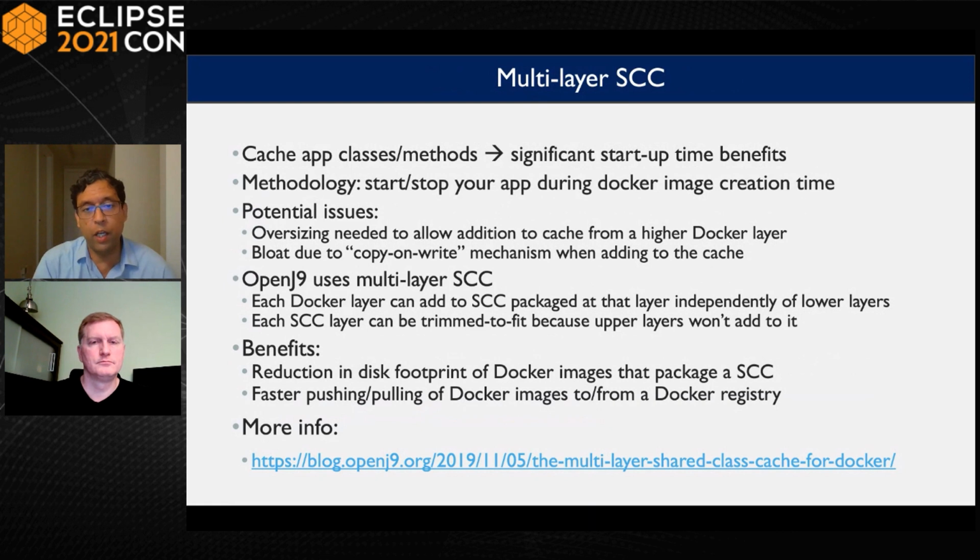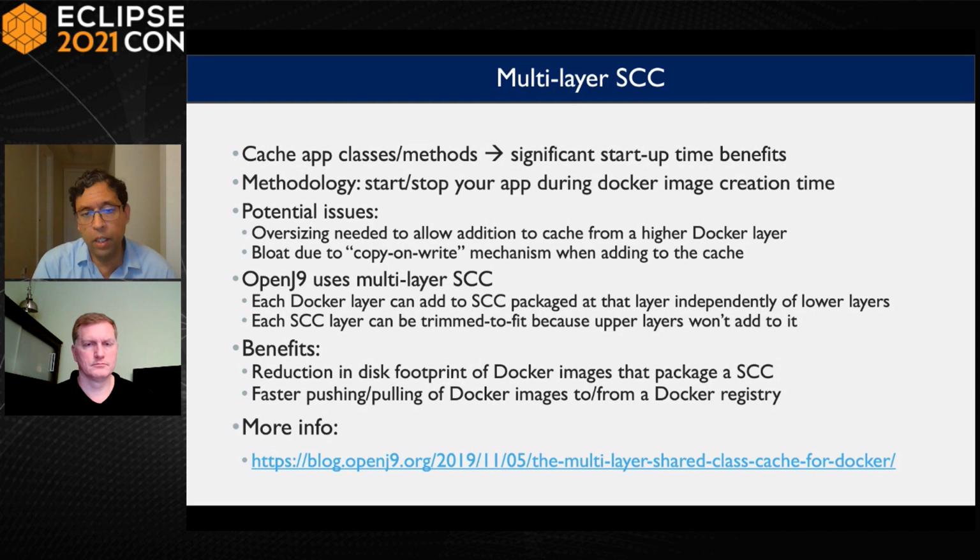So this shortcoming can be addressed, though, when you build your own container images that are based on OpenJ9. And this is where this multi-layered shared class cache technology comes in. It allows you to add your own application's classes into the shared class cache that you put into the container image for your application. So the methodology is very similar to what the OpenJ9 build process followed, which is you have to start and stop your specific application during the Docker image creation step. And if you did that, then the shared class cache will contain classes from your application as well.